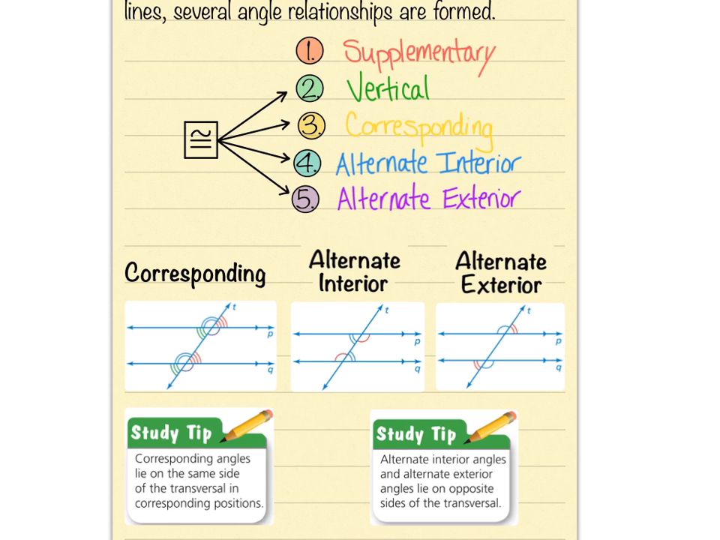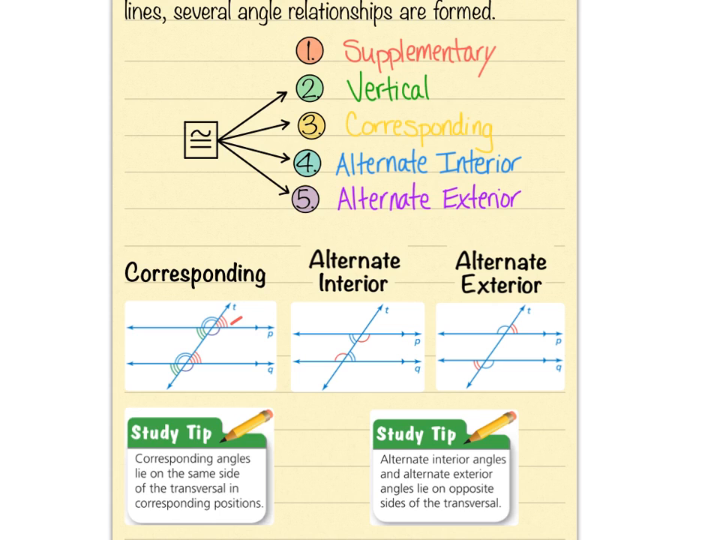So since we already defined what supplementary and vertical angles are, let's look more at corresponding angles. And we've used that word corresponding before when we talk about congruent and similar shapes and how their corresponding angles have to be equal. And if they're similar, the corresponding side lengths are proportional. And so that word corresponding means the same exact thing here.